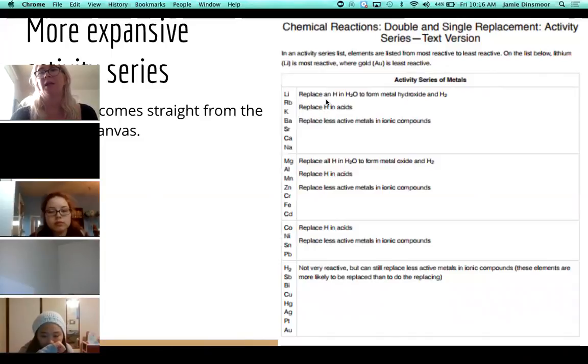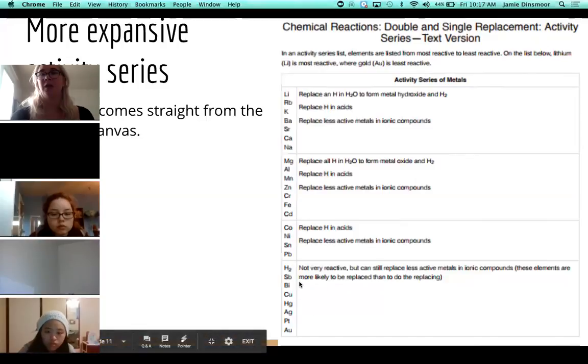They could replace H in H2O, and they could replace less active metals. So the example that we just looked at was less active metals, but the H in acids and the H in water can also be replaced by these metals, right? Same with these metals. Same with these metals.